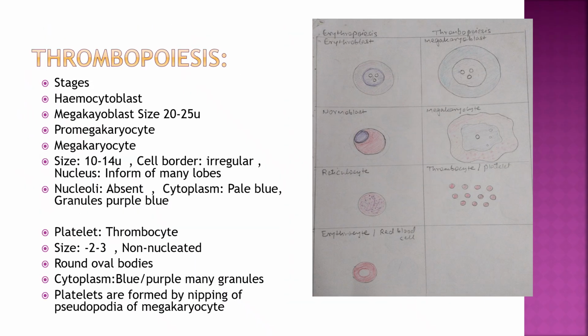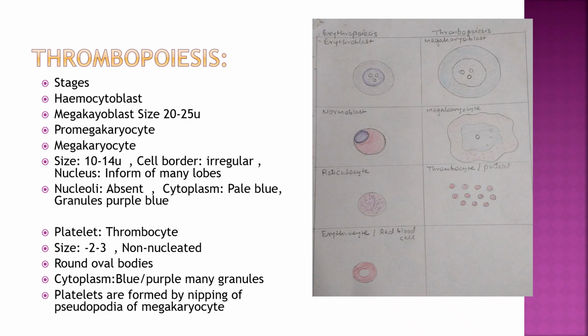Thrombopoiesis, it is maturation and development of the platelets from the precursor cell, that is hemocytoblast. Then it develops into the megakaryoblast, which is 20 to 25 micron in size, then promegakaryocyte and then megakaryocyte. It is 10 to 14 micron in size. It is irregular in shape, nucleus in the form of many lobes, nucleoli absent, cytoplasm pale blue and granules purple blue in color. And then from megakaryocyte platelets develop.